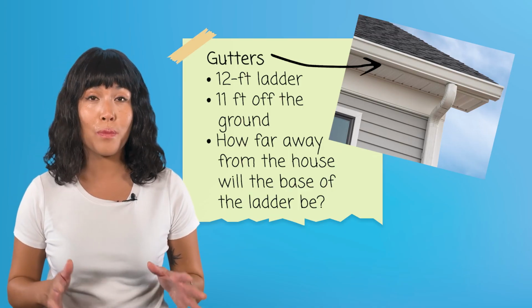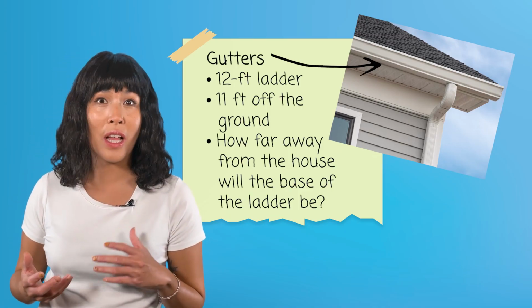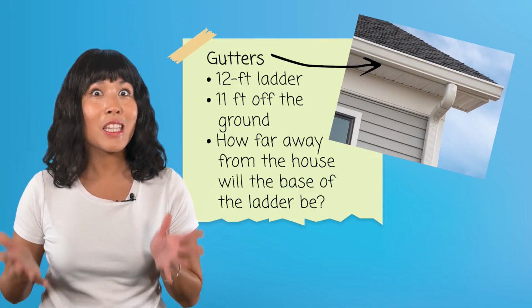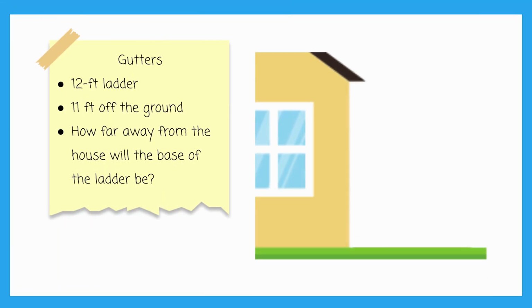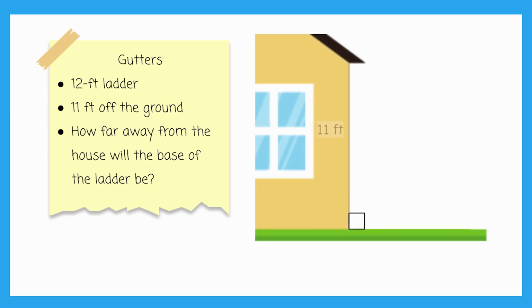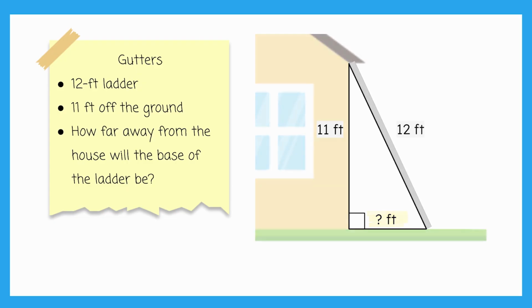First of all, it would be really helpful if I could visualize all of this information. Let's make a sketch. The house meets the ground at a 90-degree angle. The gutters are 11 feet off the ground, and I'll want the top of the 12-foot ladder to reach the gutters. What I'm looking for is this distance, the distance from the house to the base of the ladder. This is making a familiar shape, a right triangle.